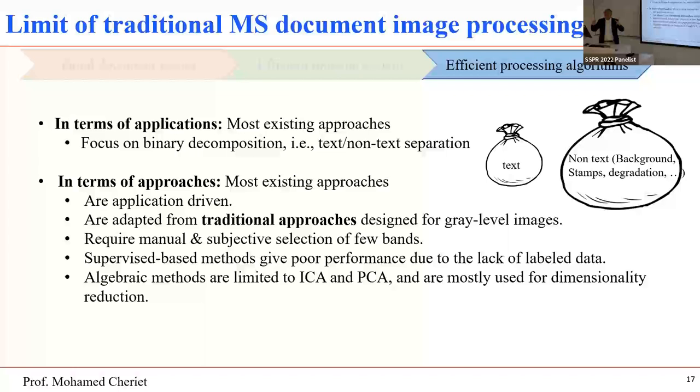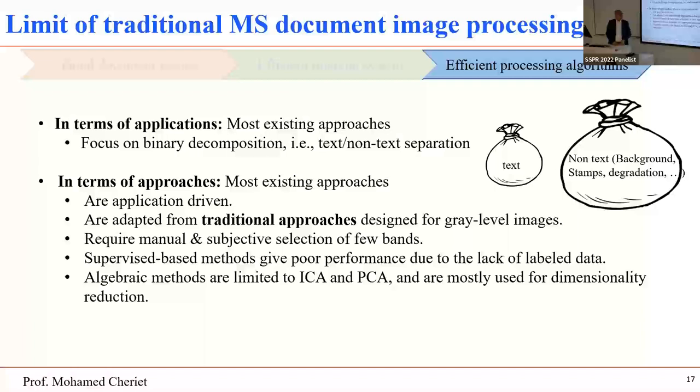Our community worked on that problem and developed many supervised and other machine learning algorithms to extract text from forms and documents and so on and so forth. However, when we move to spectral image processing, it required more subjective manual selection of a few bands. We do it by hand, UV, infrared, and so on, and we do the processing. So there was no active work on automatic selection. Supervised-based methods give poor performance due to the lack of labeled data. And algebraic methods, in general, were restricted to PCA and ICA. We didn't go beyond that. So, to our knowledge, there was no framework that can help the progress of our field.